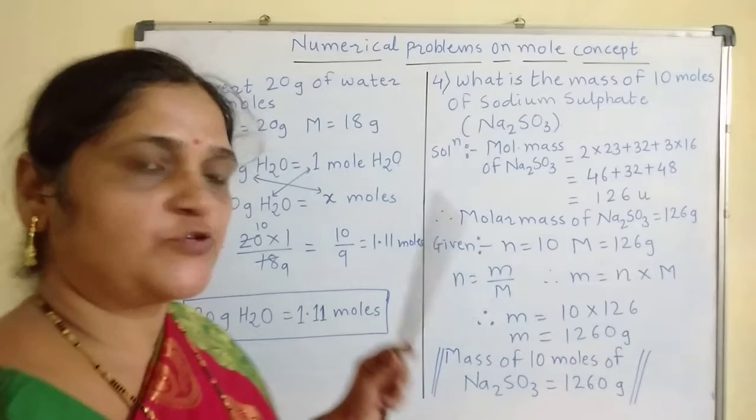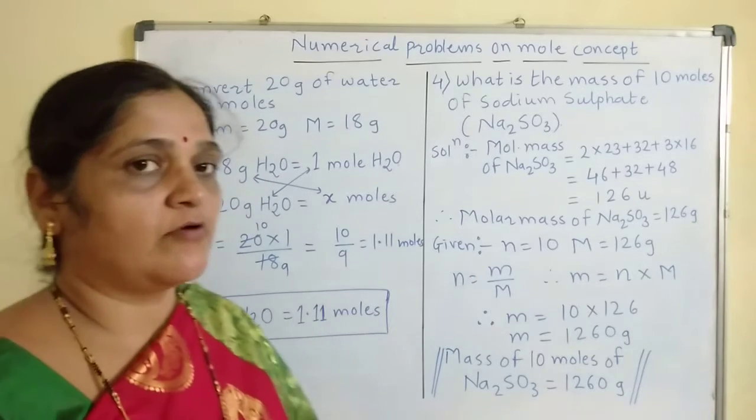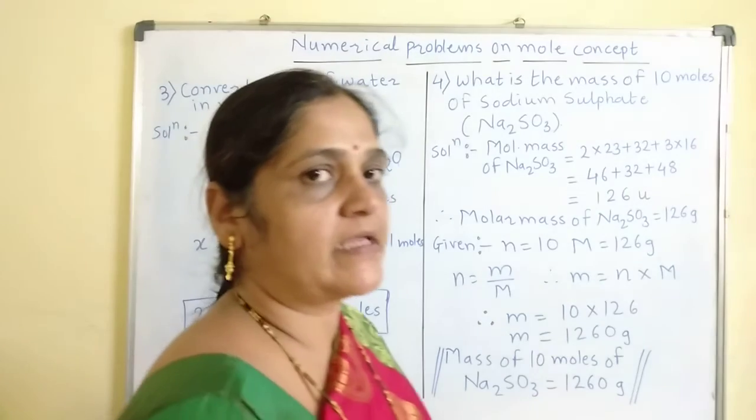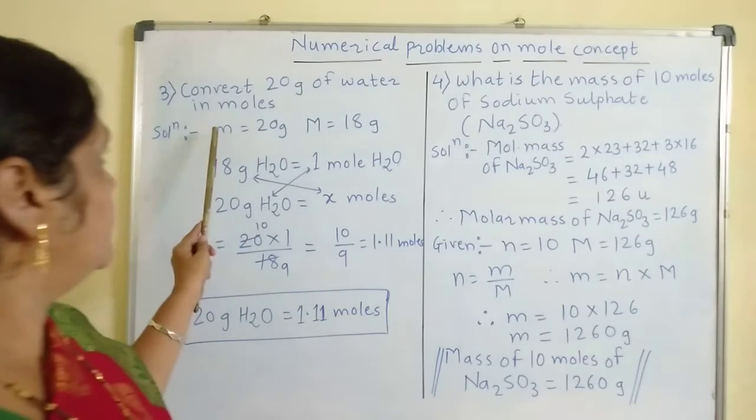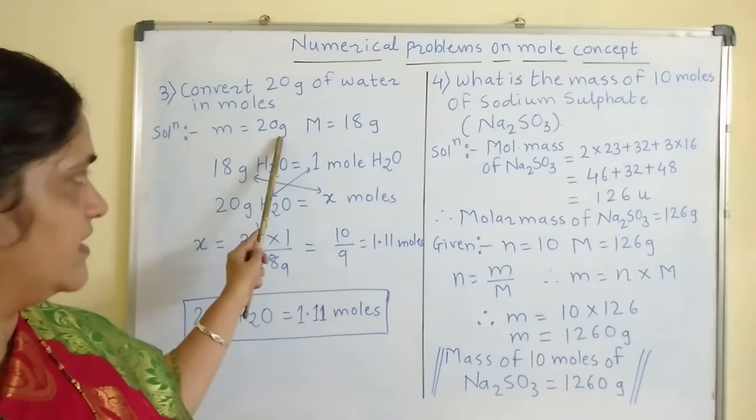Now see the next numerical problem. Convert 20 gram of water in moles. Now we have to convert 20 gram of water in moles. We know the given mass of water is 20 grams. So small m is equal to 20 gram.